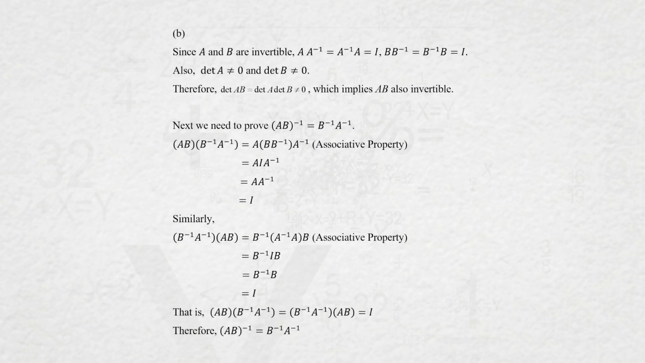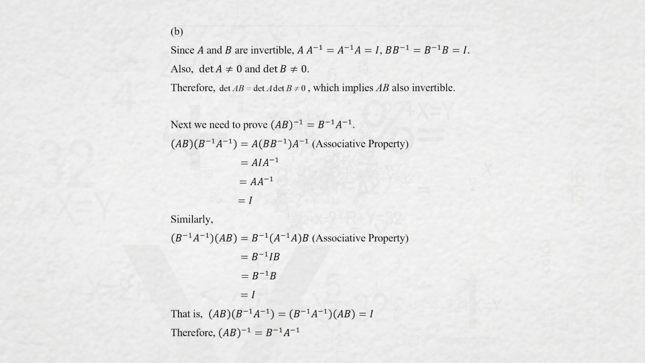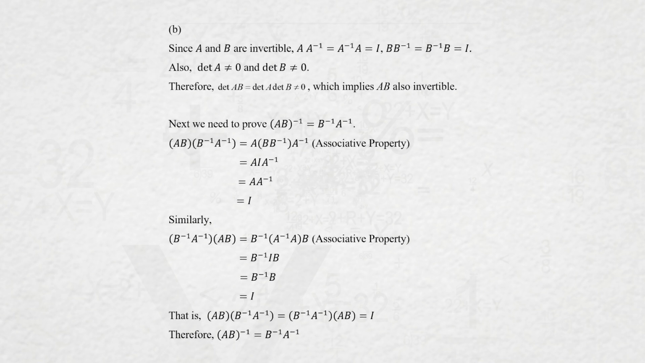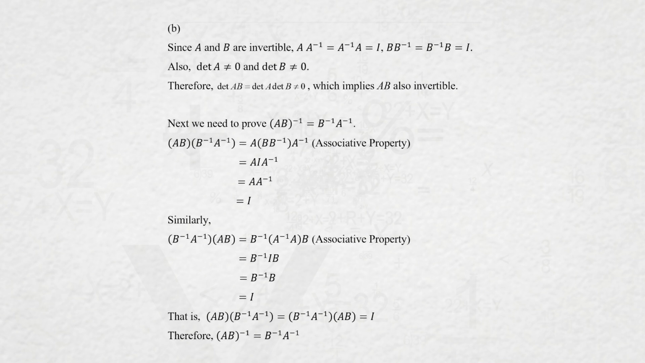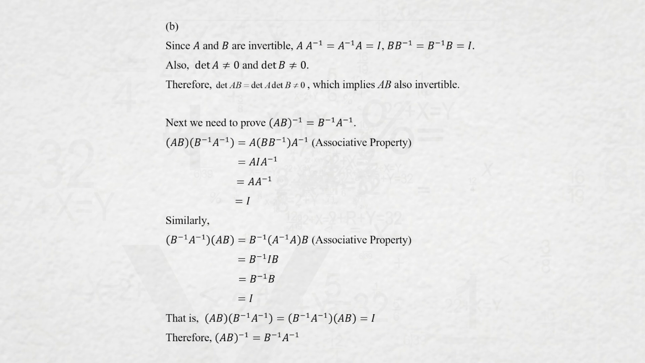Similarly, B inverse A inverse times AB is equal to B inverse times A inverse A times B, again by the associative property, which is equal to B inverse times IB, which is equal to B inverse times B, which is equal to I. That is, AB times B inverse A inverse and B inverse A inverse times AB are both equal to I. Therefore, AB the whole inverse is equal to B inverse times A inverse.